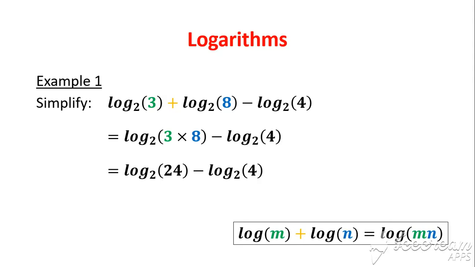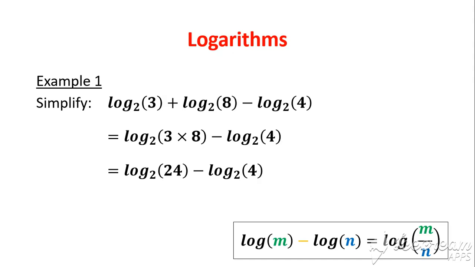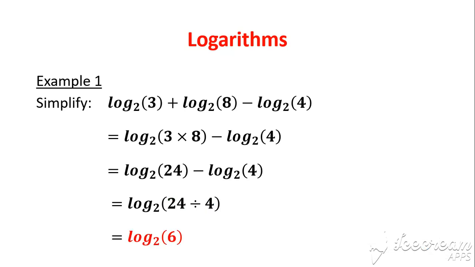So we've simplified the first two bits to log of 24. Now we've got log of 24 minus log of 4. That's using the second log rule: the log of a number minus the log of another number equals the log of m divided by n. So we're going to go 24 divided by 4. 24 divided by 4 is 6. So our final answer is log in base 2 of the number 6.